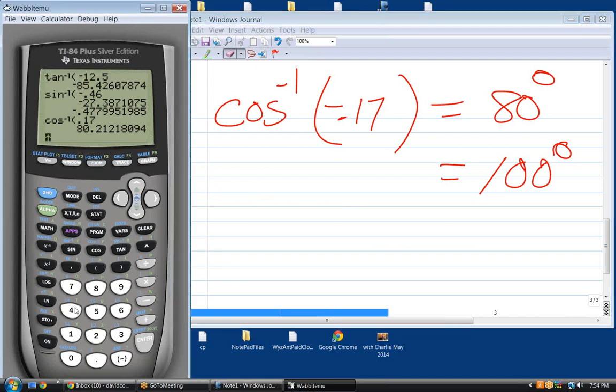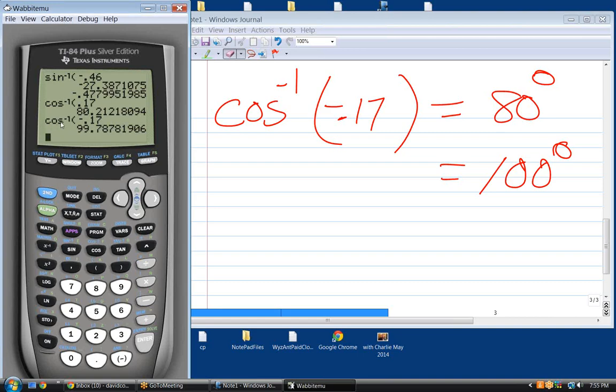Inverse cosine of negative 0.17 gives 100 degrees, supplementary to the first angle. A little round off error there, but notice it did not give me a negative angle.